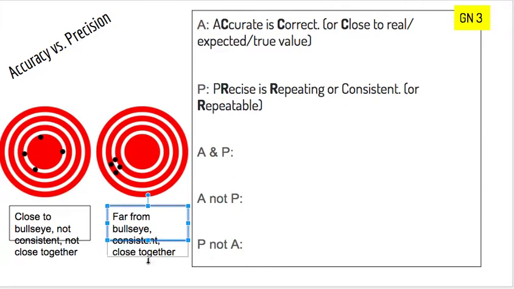So let's try to identify which dart arrangement is accurate, which is precise, or if one is both. Okay, so in this case, let's look at accuracy first. These darts are relatively close to the bullseye because they're in the first ring. So we can say they are close to the real, expected, or true value. This would make these darts accurate, or these shots accurate. Here we are far from the bullseye, so not accurate.